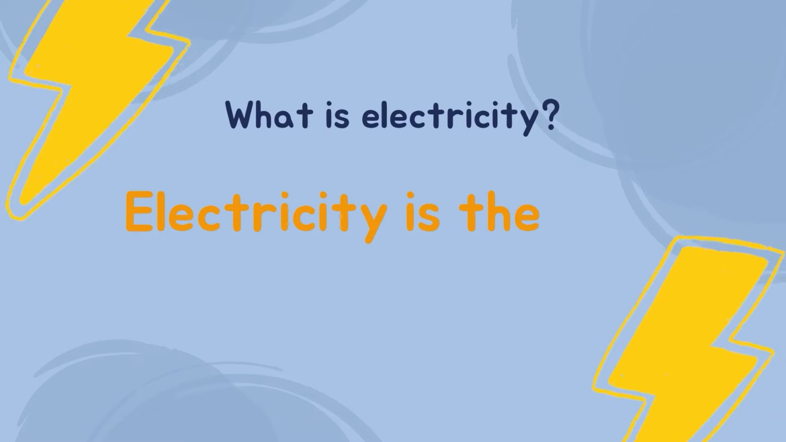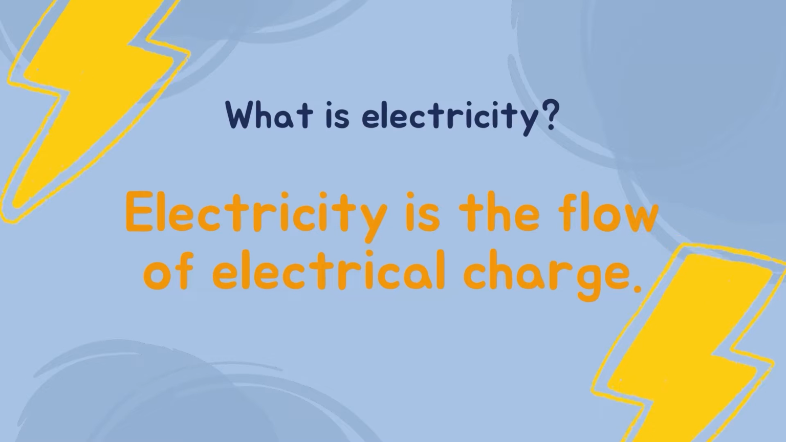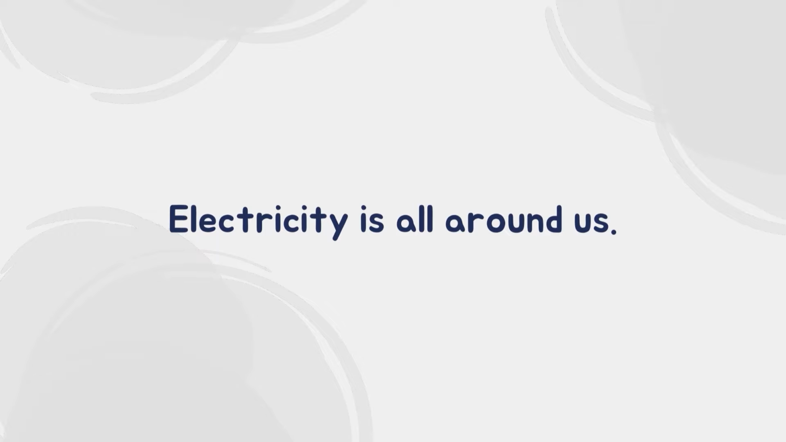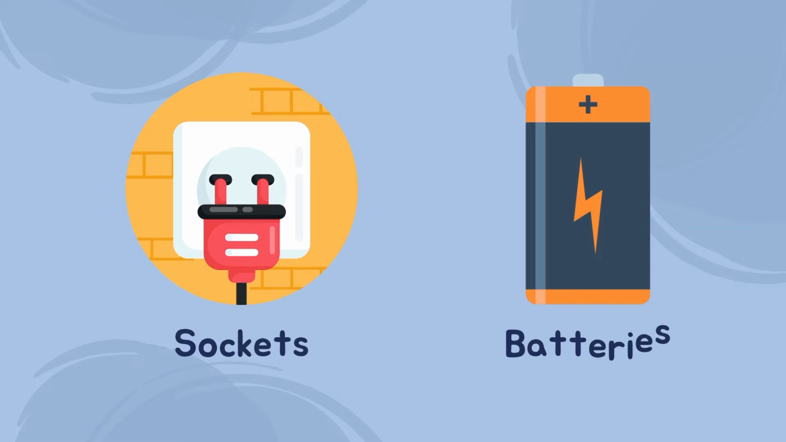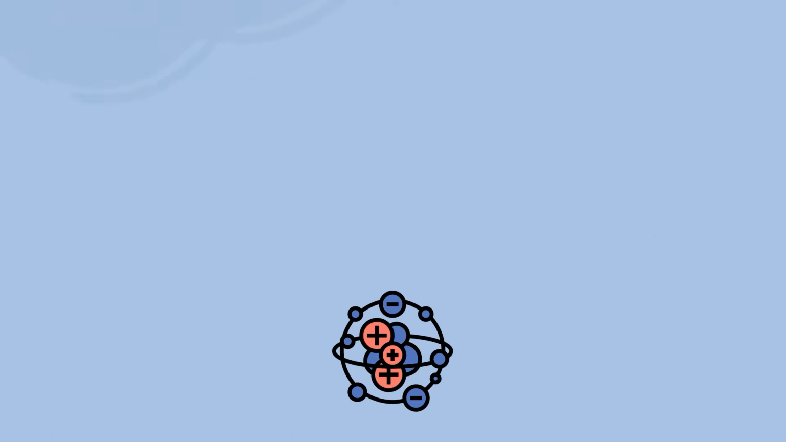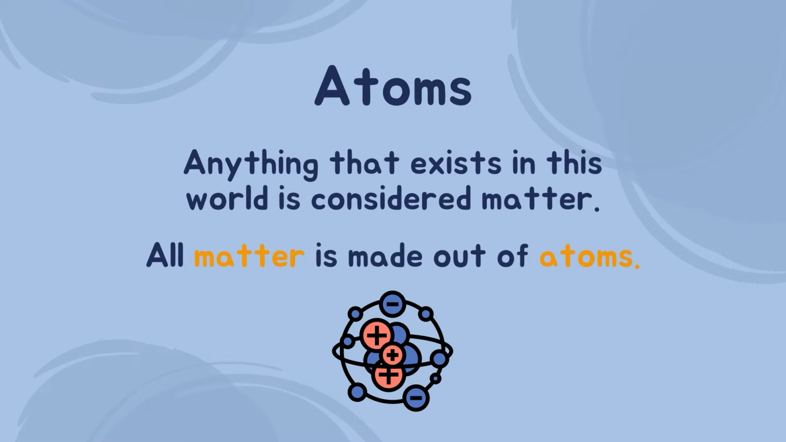What is electricity? Electricity is the flow of electrical power or charge. Electricity is all around us, from the TV we watch, the computer we play on, and the lights in our bedrooms. Many devices and machines use electricity in order to work. The most common way of using electricity is the wall plugs at home, and the other way is in the form of batteries.